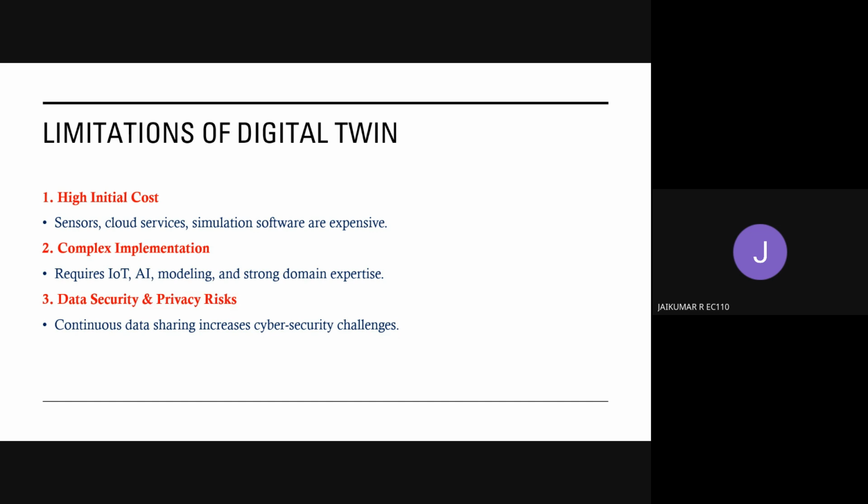The next one is data security and privacy risk. This is another main challenge in digital twin, because we are continuously taking data from the machine. Someone can hack the data, and that will lead us to a wrong decision on your digital twin. So that is the biggest challenge in digital twin.